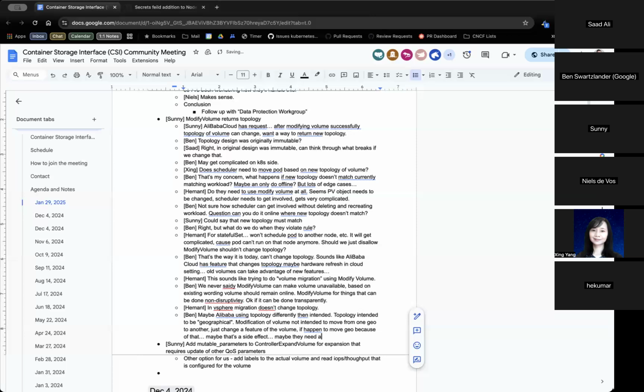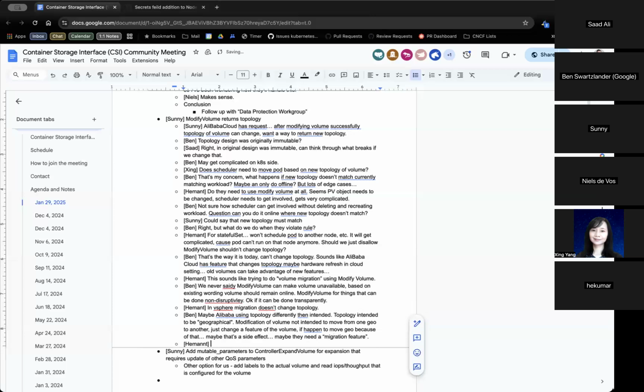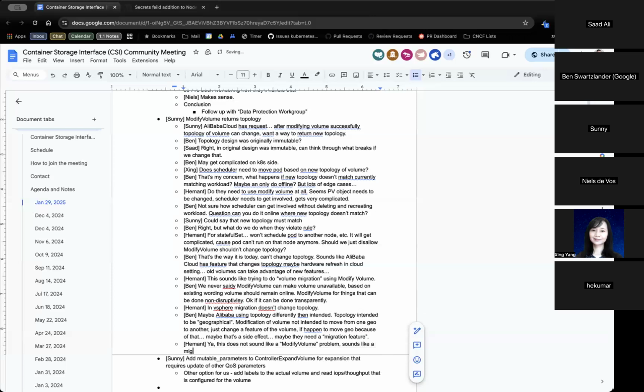Yeah. In my opinion, this doesn't come into the problem space of modify volume. It's a different feature that Alibaba is looking for and trying to get modify volume to work with. I do not agree that we should implement this or make modify volume retrofit this thing. I'm worried about all the cans of worms that'll be opened if topology was assumed to be immutable, and then we break that assumption.